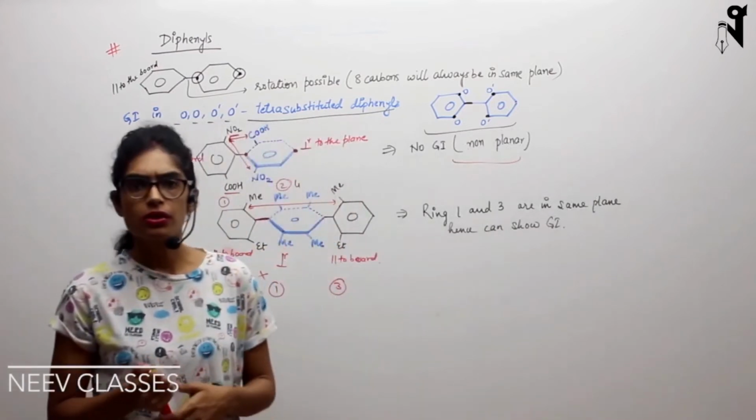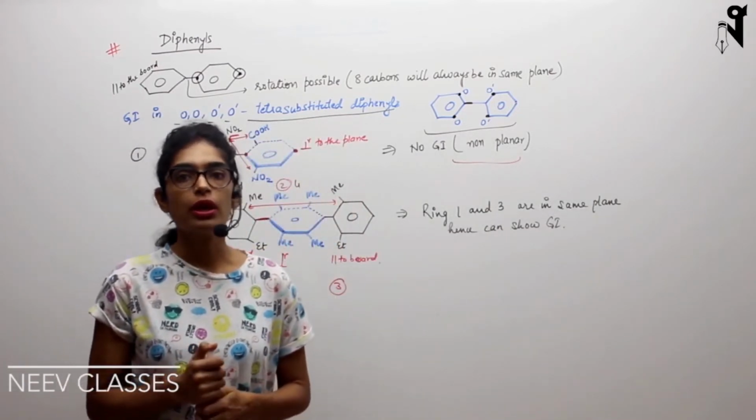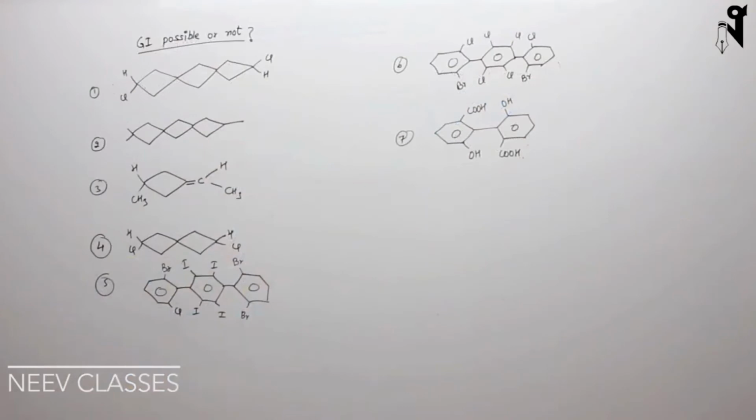Now we'll see a few questions very quickly, and then we'll move to carbon-nitrogen double bond cases. Now try out these questions, whether GI is possible or not, and then we will discuss the answers quickly. Okay, so now look at the answers. I hope you would have done it.